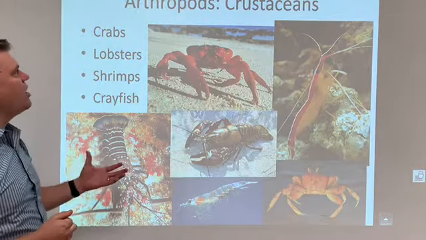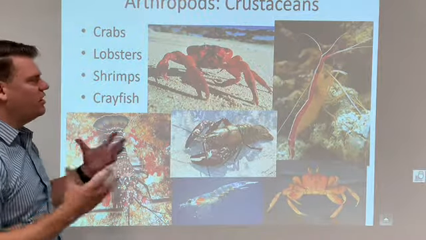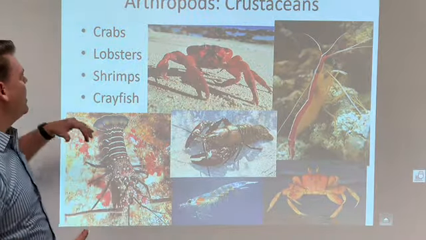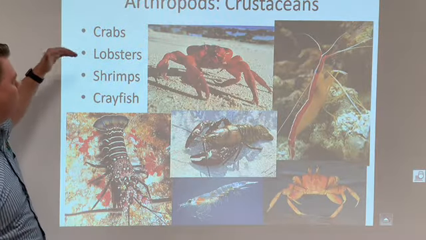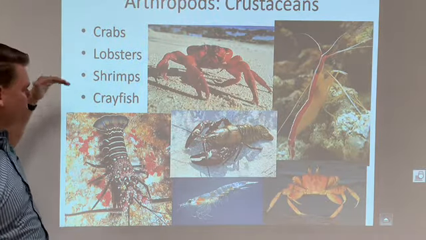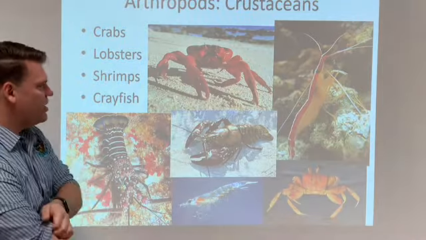Next is the crustaceans. Those include things like crabs, lobsters, shrimp, and crayfish. You can kind of see all of these here.